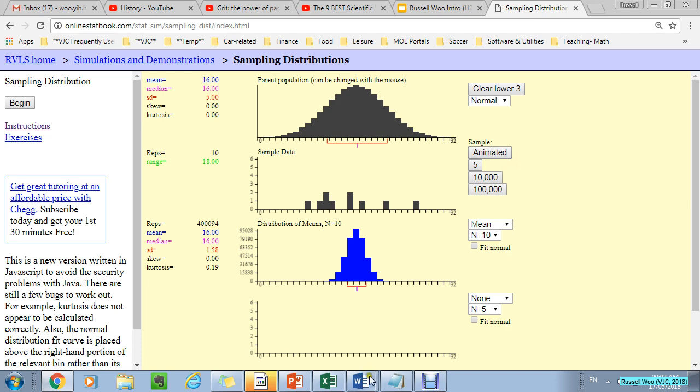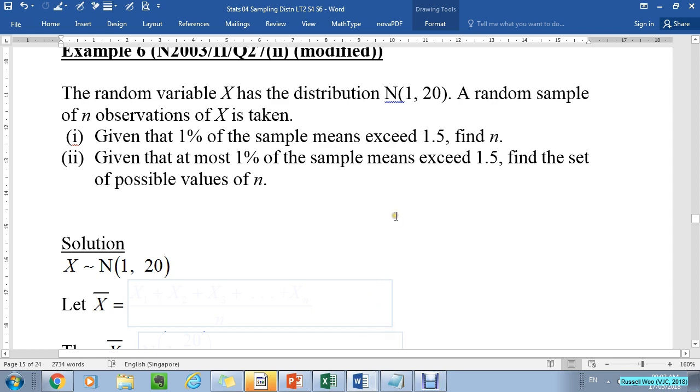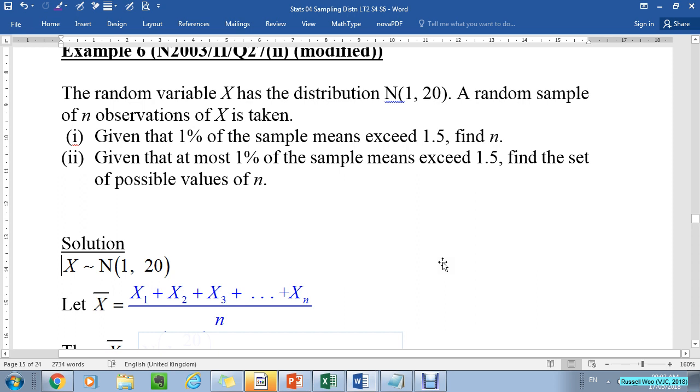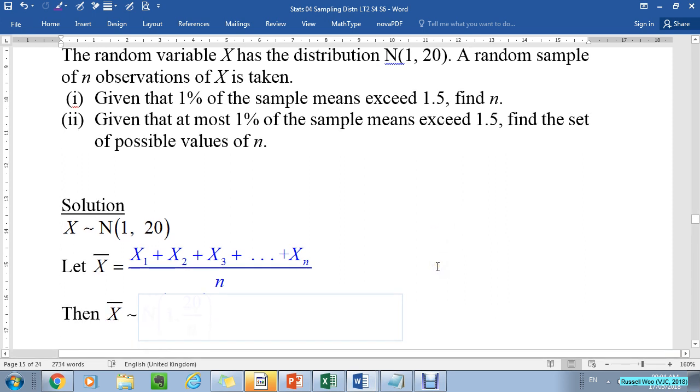We don't know what n is. So, never mind, we let X bar be equal to X1 plus X2 plus X3 all the way to Xn, divided by n. Now you are given that 1% of the sample means, later I explain, you copy this first. Now, 1% of the sample means exceed 1.5.